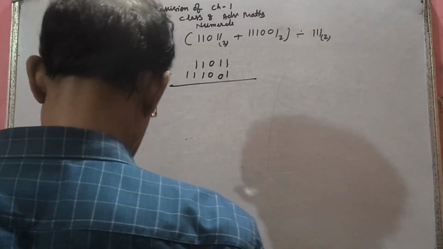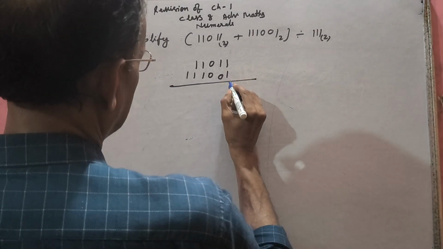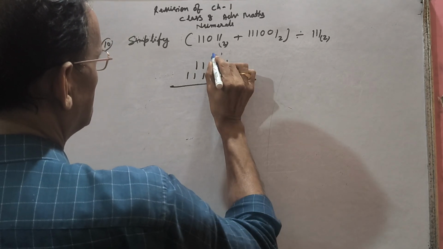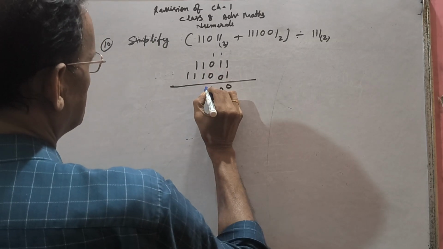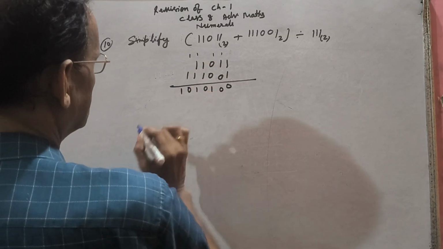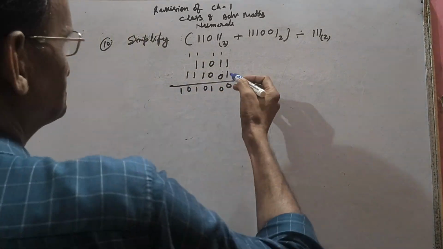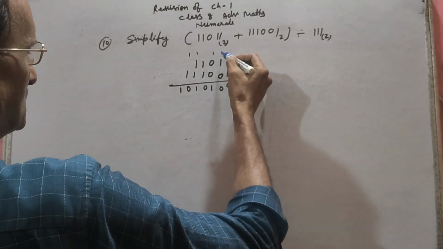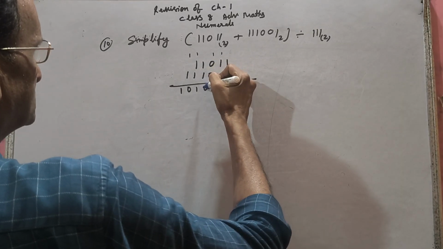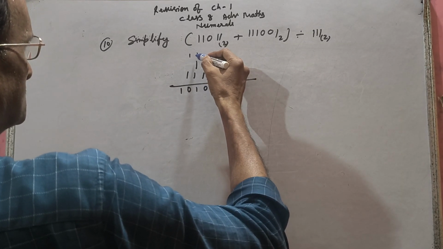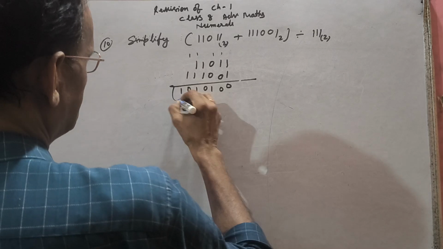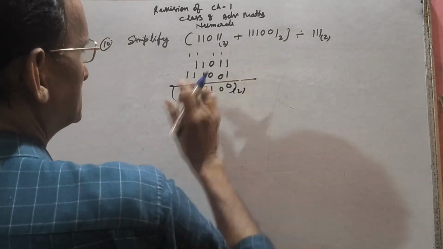10011. So add now. 1 plus 1 is 10, 0 carry 1. 1 plus 1 is 10, 0 carry 1. This is 1 here, 1 plus 1 is 10, 0 carry 1. 1 plus 1 is 10, plus 1 is 11, carry 1. 1 plus 1 is 10. Understood this? Check it again. The base is 2 here. You see the bracket is simplified.